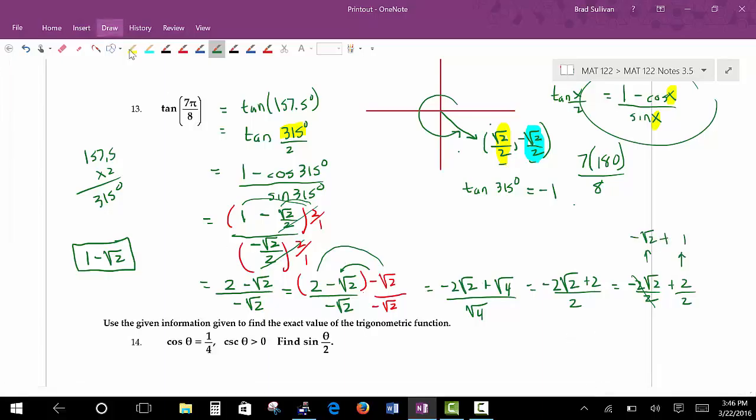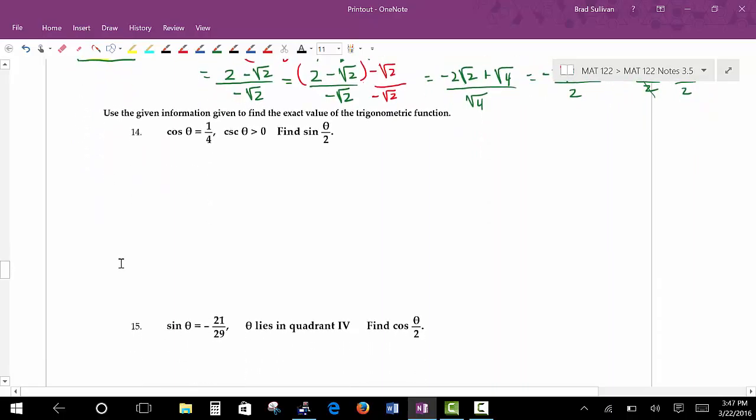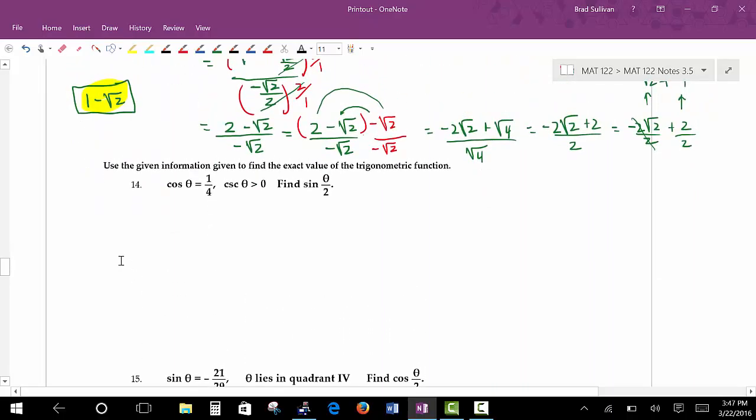Okay, so our final answer to this problem is this. Maybe just as easy to do it that way. I just wanted to do something a little different. Okay, number 14 and 15 are very similar problems.